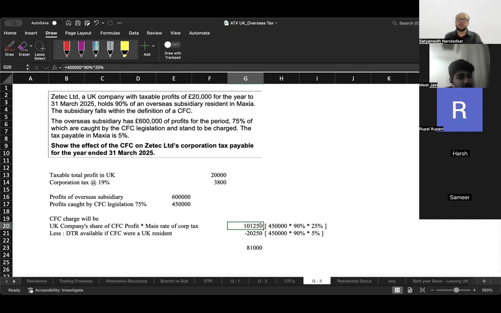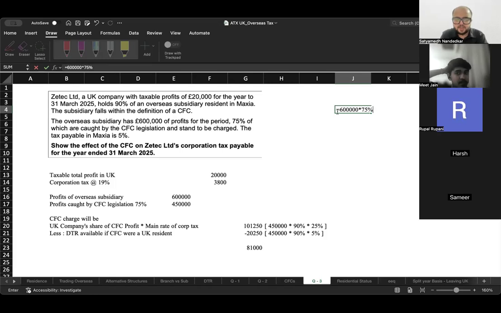How do you calculate double taxation relief? Lower of tax suffered overseas or tax that will be suffered in the United Kingdom. अब tax suffered overseas कितना है? First of all 6 lakh. उसमें का only 75% profit is caught by the CFC legislation. उसको into your share is 90%. Tax suffered overseas is 5%. तो कितना रिलीफ मिला आपको? 20,250 का डबल टैक्सेशन रिलीफ. एंड द CFC चार्ज दैट यू हैव टू पे इज 81,000.